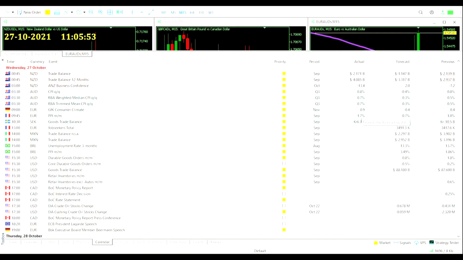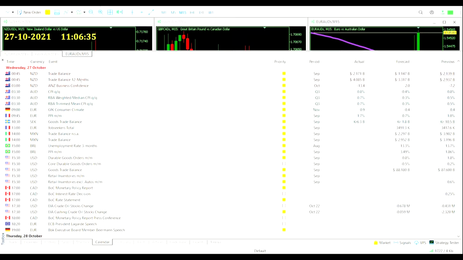Not so good. 1.7% actual, and the forecast was 0.7%. That's on a previous of 1% as well. So a 2.7% increase on the PPI in the last 2 months. Yikes, even 0.7% for this month wouldn't have been an ideal number. Still want it a bit lower than that, but 1.7, no good. Inflation concerns continue, at least in France, for a little bit.